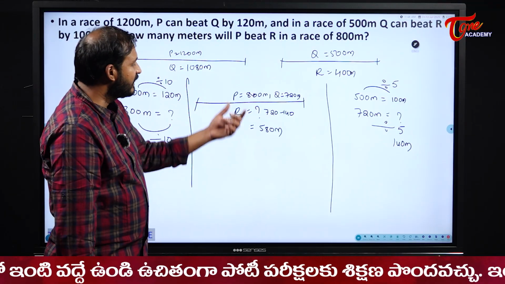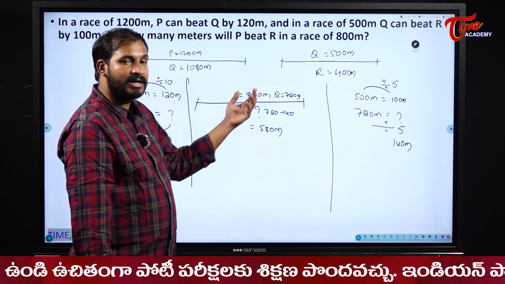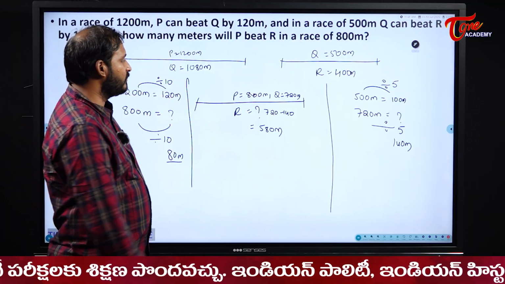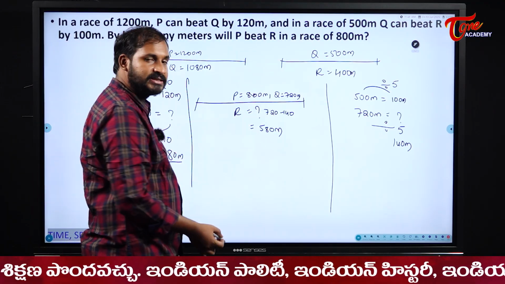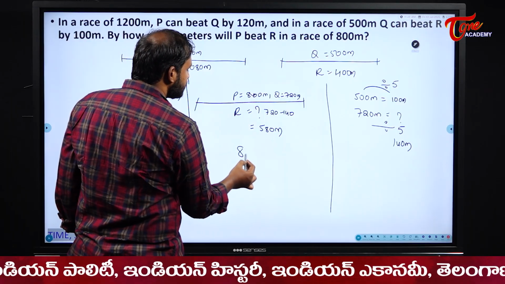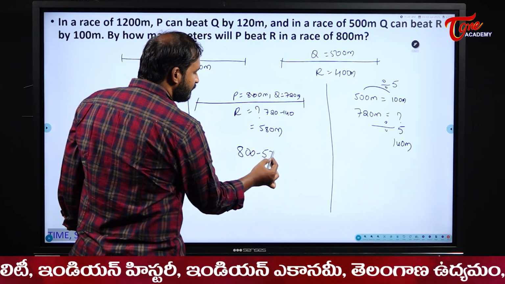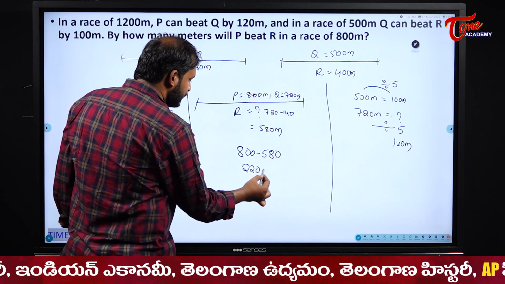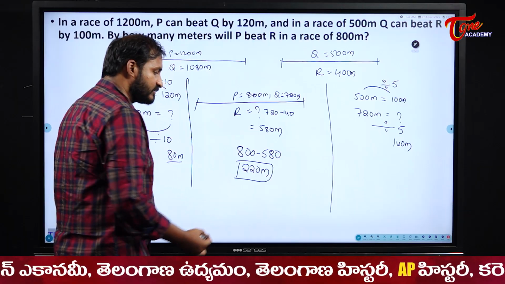580 meters. That means if P runs for 800, Q will run for 720 and R will run for just 580 meters. So now tell me how much start P is giving to R, or P beats R by how much? 800 minus 580. So this will become what for us here? 220 meters. 220 meters. See here, students.